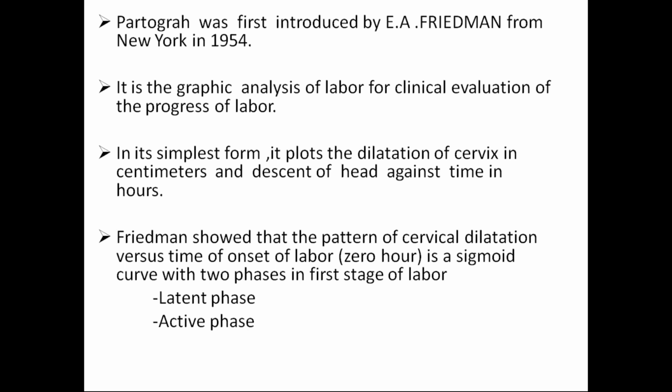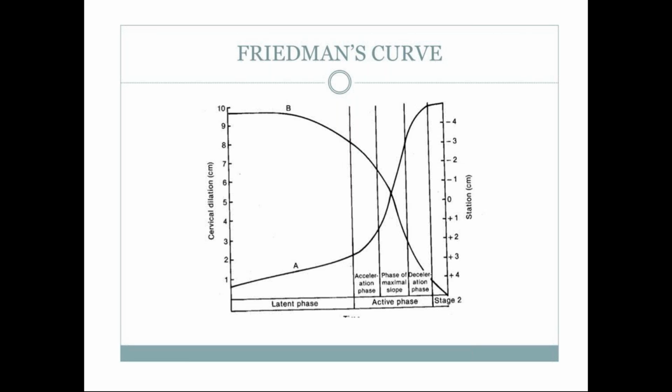It is a sigmoid curve and it consists of two phases in the first stage of labor. Those are latent phase and active phase. Active phase usually starts from 4 centimeters of dilatation of cervix. This is the Friedman's curve and it is a sigmoid curve. In this graph, we can see both the latent phase and active phase, and it's plotted against the cervical dilatation and time.